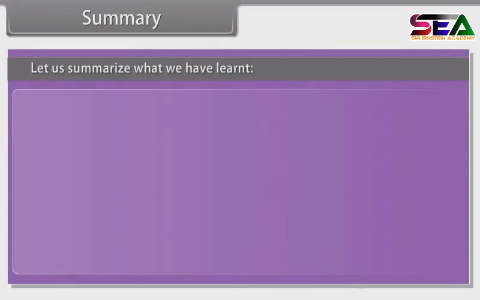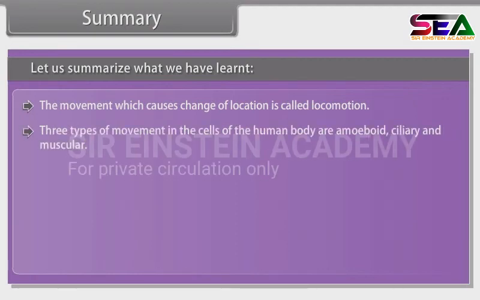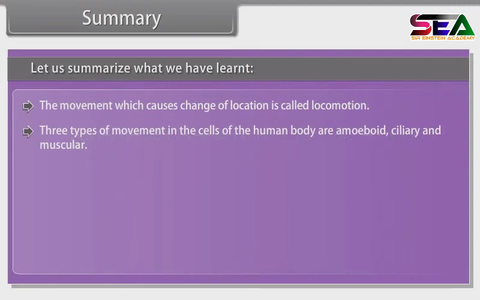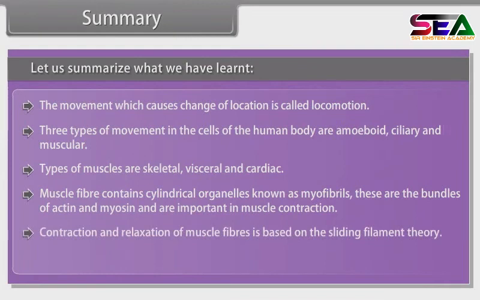Summary. Let's summarize what we have learned. The movement which causes change of location is called locomotion. Three types of movements in the cells of the human body are amoeboid, ciliary and muscular. Types of muscles are skeletal, visceral and cardiac. Muscle fiber contains cylindrical organelles known as myofibrils. These are bundles of actin and myosin and are important in muscle contraction. Contraction and relaxation of muscle fibers is based on the sliding filament theory.